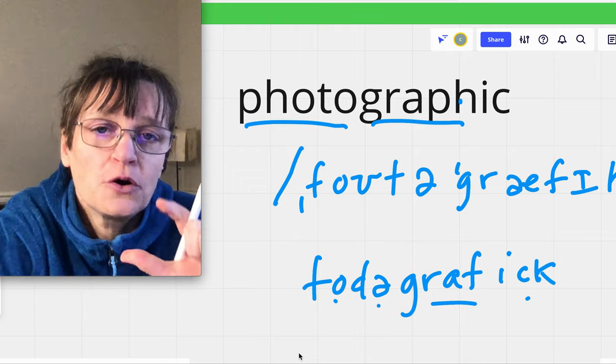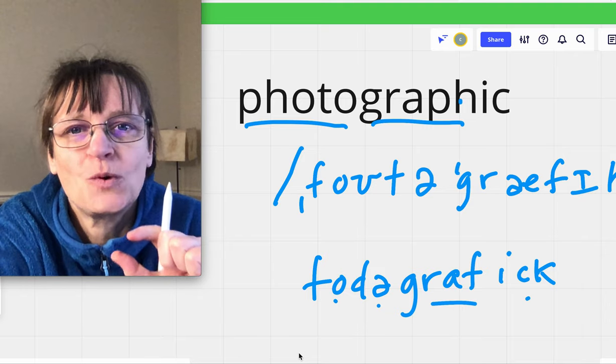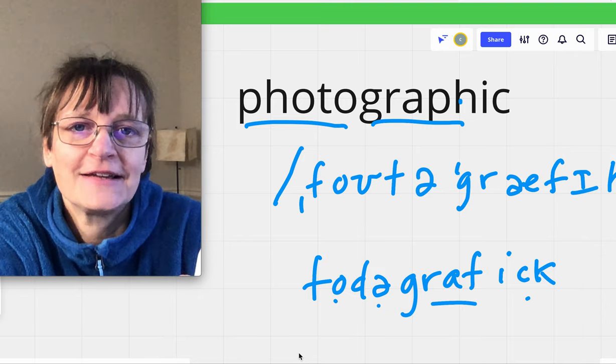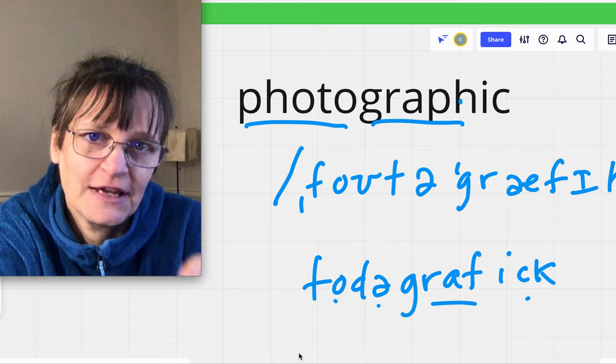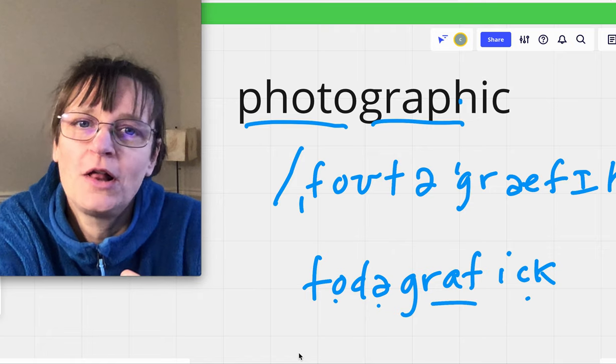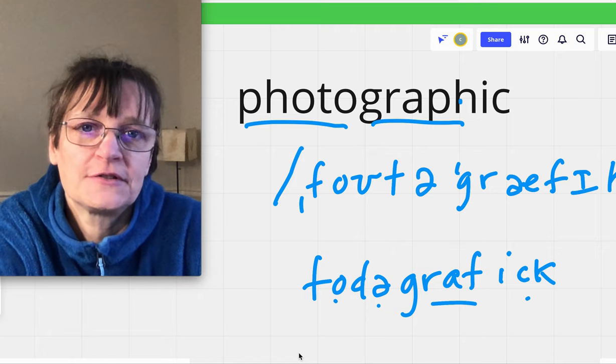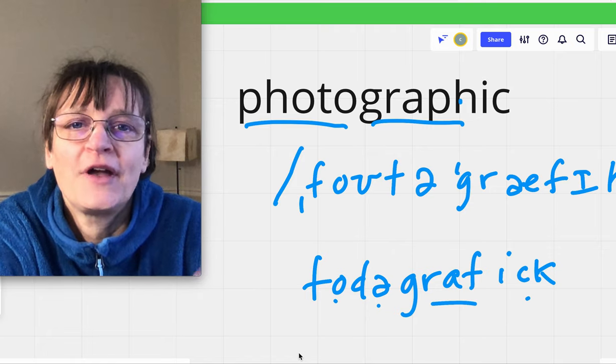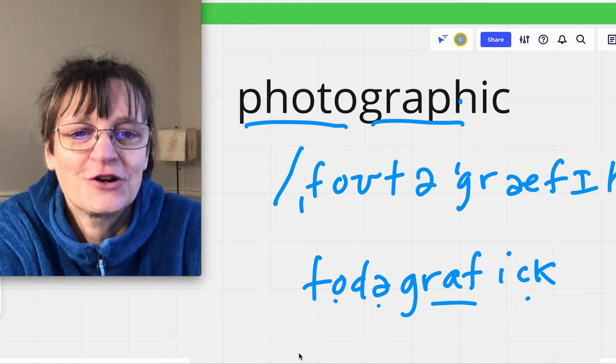So that first O says O, the next O says schwa, like a, and then lastly I have my unstressed ick at the end. The photographic quality of the painting was remarkable. We have photographic evidence that that occurred.